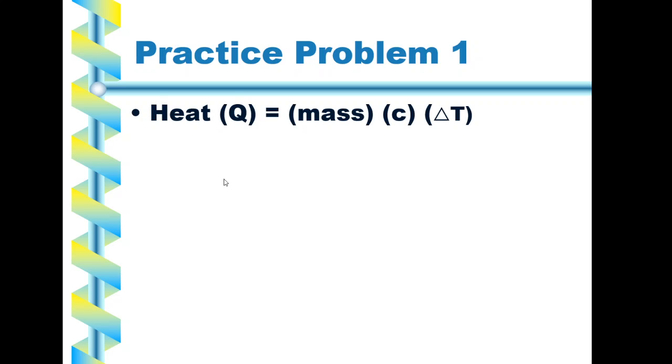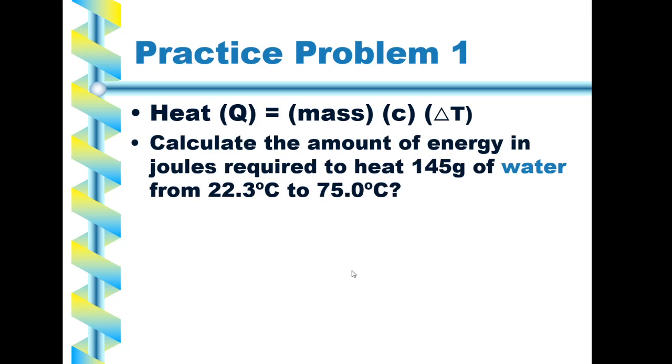All right, so we're going to do a couple practice problems here. We do have some Google Forms for you to practice, but remember our equation is Q equals mass times specific heat times delta T. The biggest thing is to start identifying what is what. Remember I said those units are important because they help you identify things. It says calculate the amount of energy in joules required to heat 145 grams of water. This is in grams, so this is definitely our mass of water, from 22.3 degrees Celsius, so this is our initial temperature, to 75. So 75 is our final temperature.